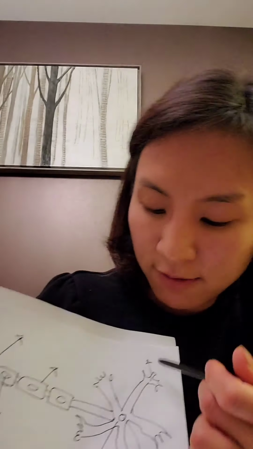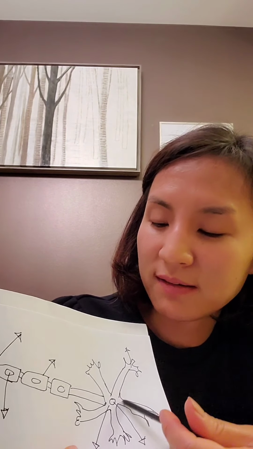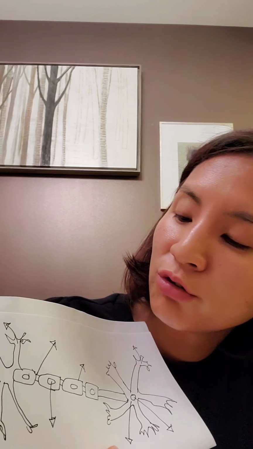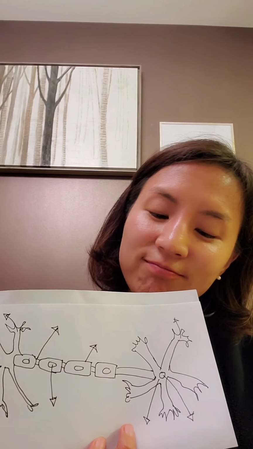So the dendrites receive signals from other neurons, then transmit those signals over the axon to the end, the axon terminal. They are transmitting this information to other nerve cells.